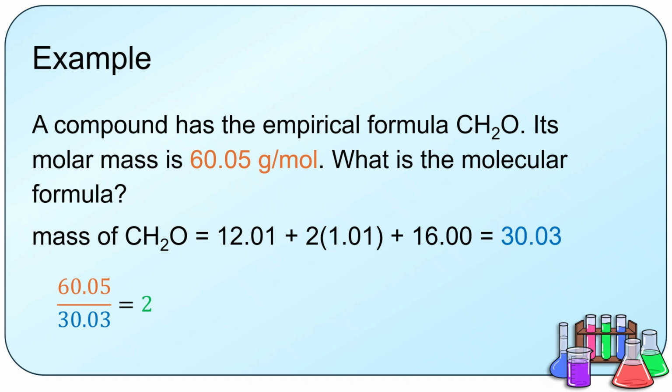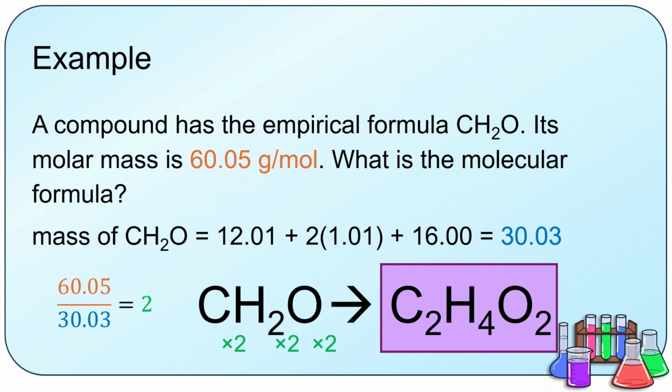Then I take the actual mass, 60.05, and divide by the mass of the empirical formula, 30.03. This gives me 2. This means 2 is the factor I need to unsimplify my empirical formula. I take the empirical formula and multiply all its subscripts by 2. That means my molecular formula is C2H4O2.